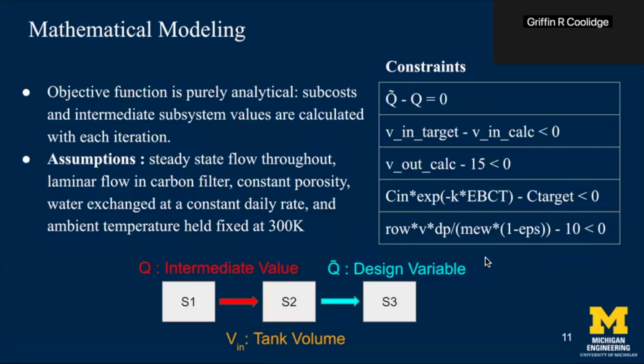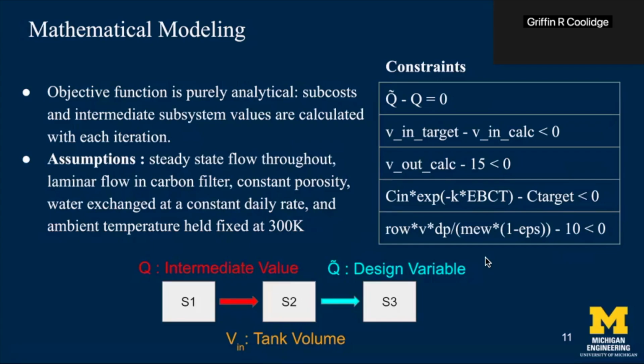Our objective function is purely analytical, and the cost term is computed directly from the equations at each iteration. This means that there's no simulation or surrogate approximation involved. The assumptions are that there's steady state flow throughout, laminar flow in the carbon filter, constant bed porosity, water exchange at a constant daily rate, and an ambient temperature fixed at 300 Kelvin.